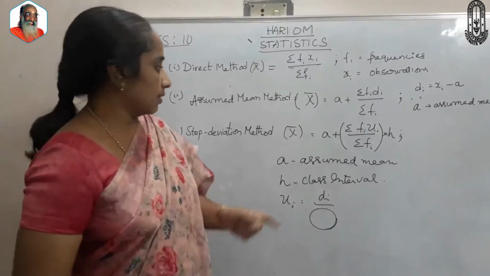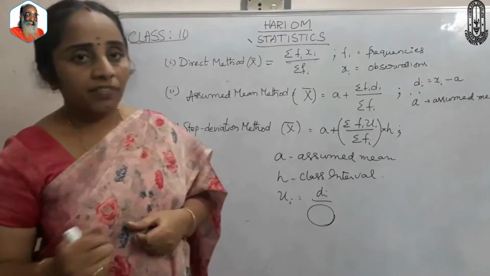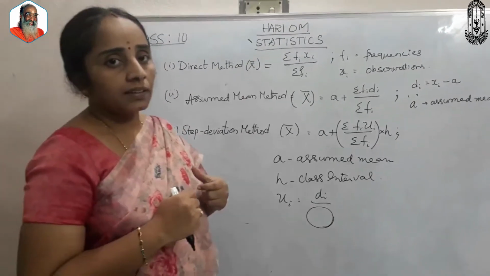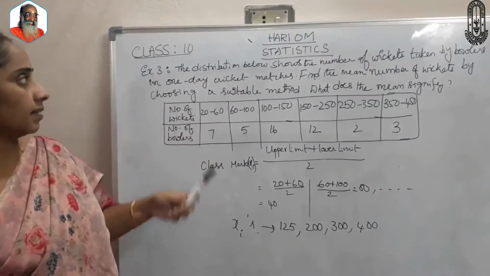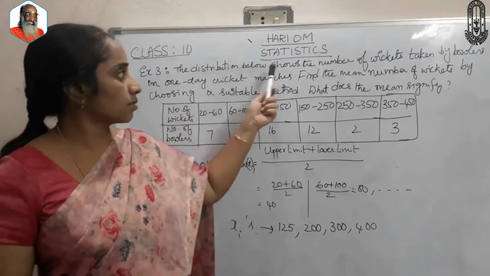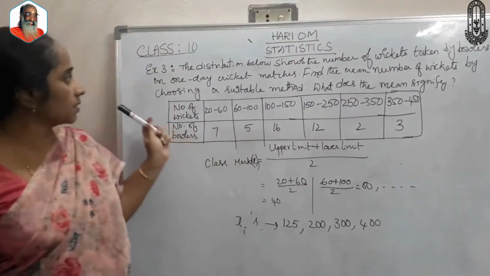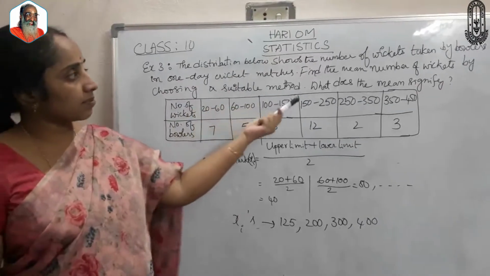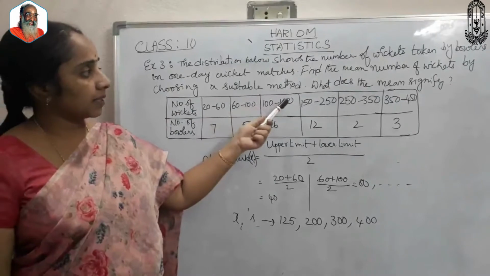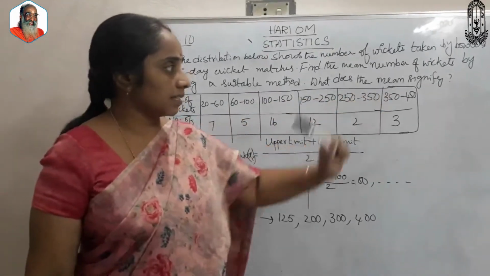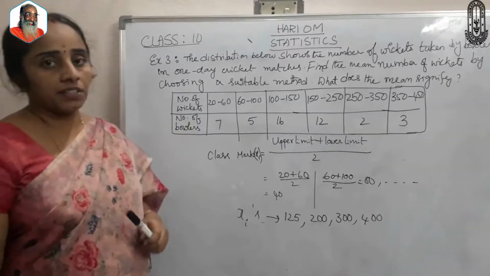Coming to the step deviation method, let me take one example from our textbook. Example 3. In this example, the distribution below shows the number of wickets taken by bowlers in one-day cricket matches. Find the mean number of wickets by choosing a suitable method. What does the mean signify? Here the suitable method is the step deviation method.